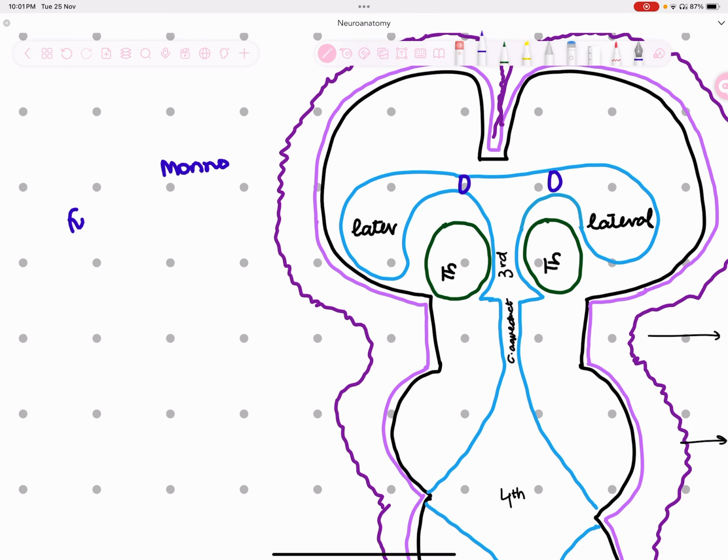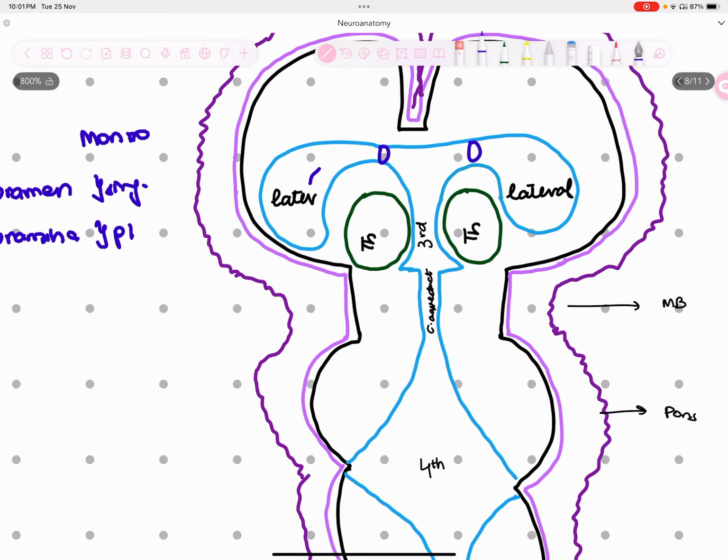Foramen is singular, but there are two of them, right? So we are going to say foramina, which is plural, and this is singular. So foramen of Monro or foramina of Monro. It allows the CSF to travel from the lateral ventricles to the third ventricle.